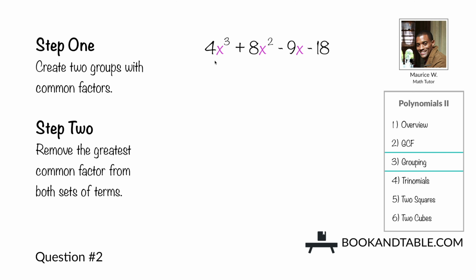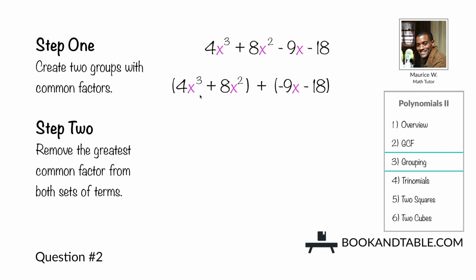We were given 4x cubed plus 8x squared minus 9x minus 18. Step 1, create two groups with common factors. Our first group we'll create with our first two terms. The second group we'll create will be with terms 3 and 4. So we put a pair of parentheses around the first two terms, add an addition sign, and then a pair of parentheses around terms 3 and 4. So the negative stays inside the parentheses here.